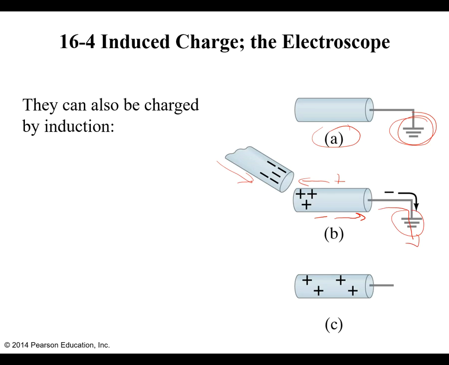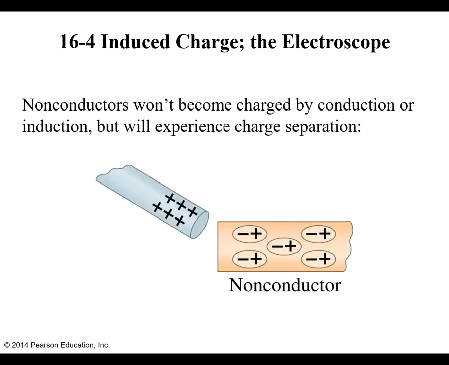These didn't even touch. They never touched. So when you move the negatively charged rod away, all the negative charges are gone. They went through the ground, and you're left with a positively charged rod. That's what we mean by induction, charging an object by induction.